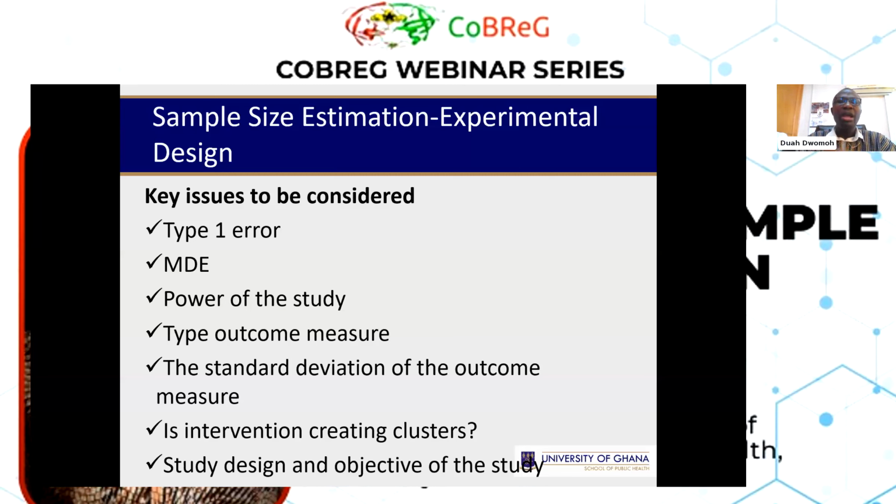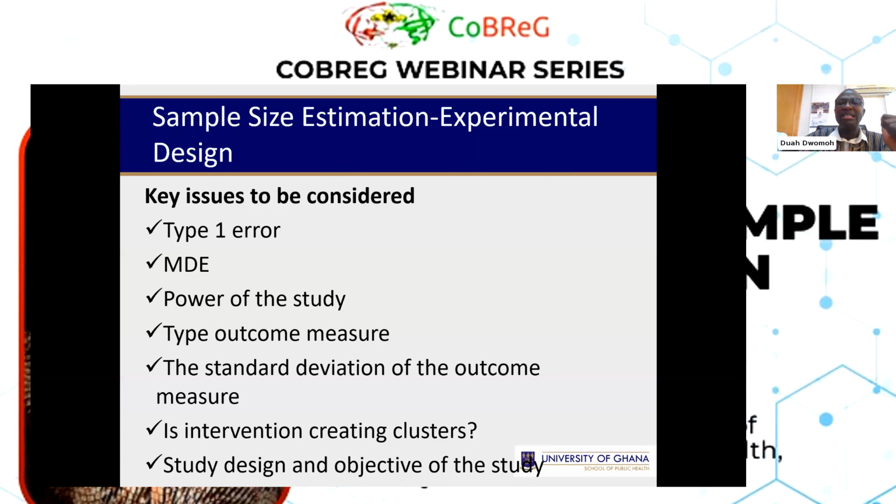And then the other thing is the intervention creating clusters. So if you are going to implement the intervention at the facility level, then it means that your intervention is creating clusters. In that case, you have to think about the design effect. You understand? So the design effect basically is just 1 plus the intra-cluster correlation coefficient times the average cluster size minus 1. Why are we doing that? The average cluster size here will be the average number of patients per facility. Then we use that because you have to adjust your sample size by the design effect for the mere fact that your intervention is creating clusters.